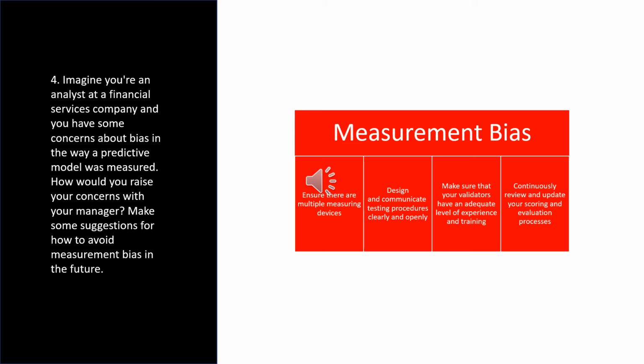This type of bias is occurring when humans or machines are committing errors when measuring the different models. So one of the proposals could be split in 4 steps: ensuring that there are multiple devices measuring, designing and communicating testing procedures clearly and openly, and make sure that all the validators have the same level of experience and training, and be continuously reviewing and updating the scoring evaluation processes.